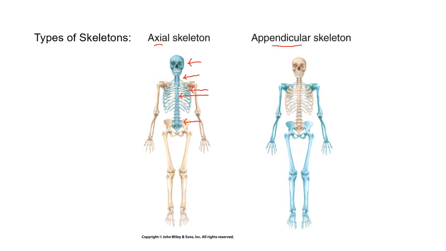In contrast, the appendicular skeleton, it's going to include everything else, including the clavicle, the scapula, our humerus, our ulna, our radius. I'll go through all of these terms, don't worry. The innominate bone, we have our femur, we have the patella, the tibia, the fibula, and the bones in our feet and our hands. So our carpals in our hands, our metacarpals, and the phalanges. And in our feet, we have the tarsals, the metatarsals, and the phalanges as well.